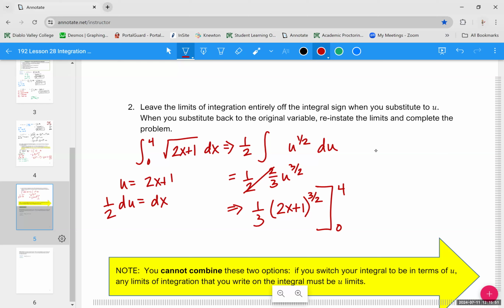It doesn't go well. What ends up happening for a lot of people is they put the 0 and the 4 here, and then maybe they plug them in there. I strongly suggest you just stick with the first option. Okay, so don't combine these. Don't put the 0 and 4 here, and then put the 0 and 4 here, and then leave them on here, because it's just mathematically incorrect.